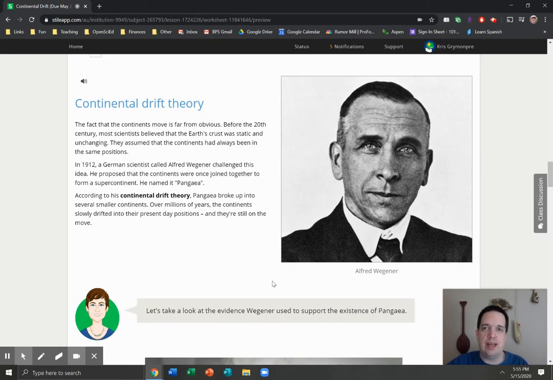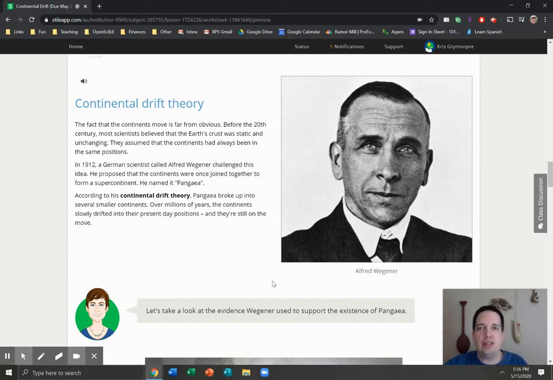All right, let's move ahead. This guy, his name is Alfred Wegener. Even though his name starts with a W, it's pronounced like a V. Alfred Wegener. He was a brilliant scientist. He actually died while trekking across the ice, and it was so cold that basically his research group buried him in the ice where he is to this day.